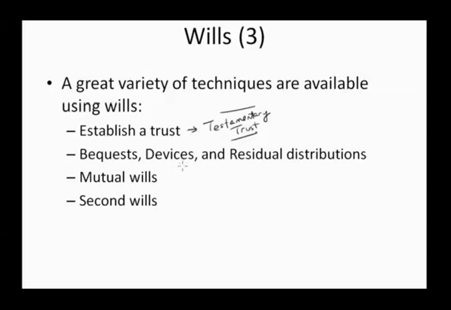We can create bequests, devises, and residual distributions. A bequest is basically where we say this person is supposed to get this specific piece of property. A devise is the same thing, but it refers to real property. And a residual distribution, this is actually probably the most common type of distribution. This is where we say maybe my two kids each get 50%. That would be the residue of what's left after all debts are paid and so forth.